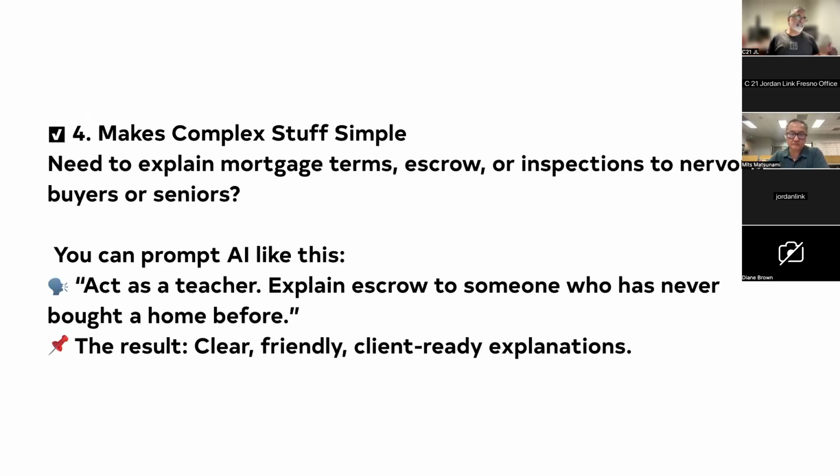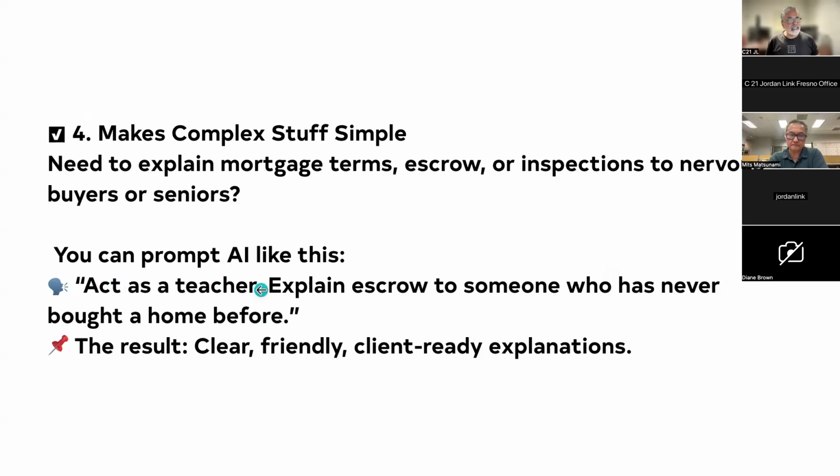Five, make complex stuff simple. So the need to explain mortgage terms, escrow, inspections to nervous buyers or sellers. You can prompt AI like, act as a teacher, explain escrow to someone who has never bought a home before. The result is you're probably going to get a clear, friendly, client-ready explanation. Because you told it to act as a teacher, explain the escrow process to someone who's never bought a home.